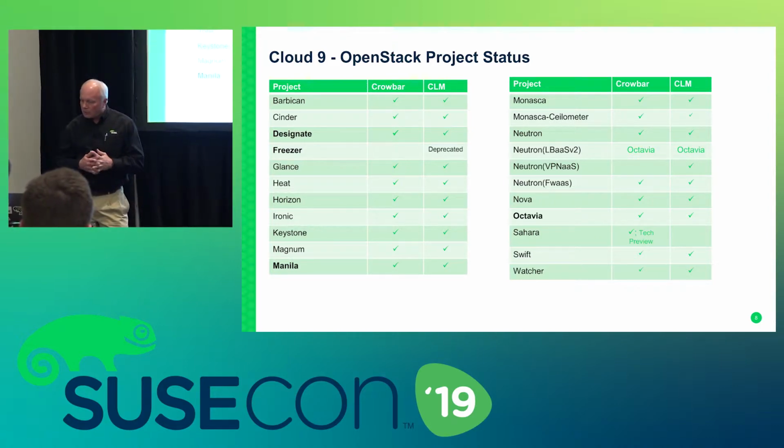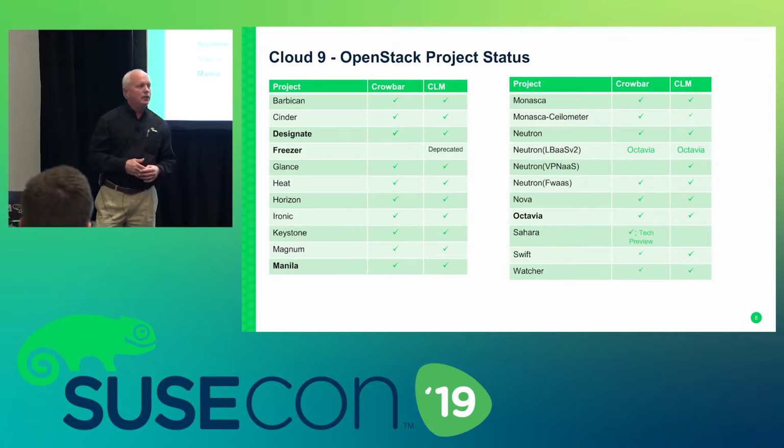Let's see, the other major change is Octavia. Load balancing as a service is really the default now in Rocky. And so we've added Octavia support for both Cloud Lifecycle Manager and for Crowbar.